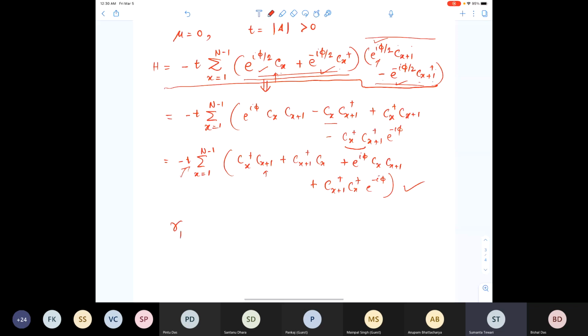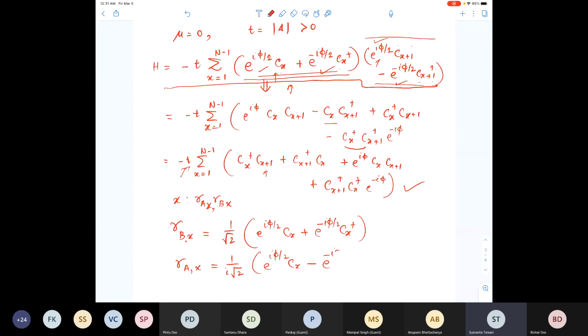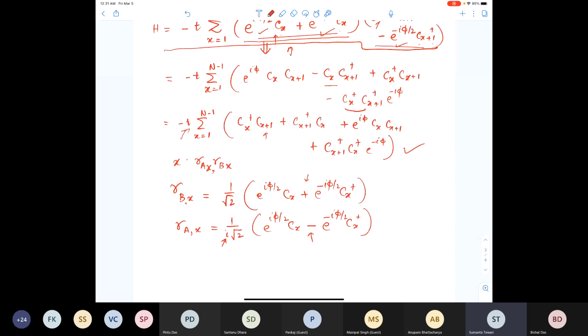So I can define, with each site x, two Majorana operators, gamma A x and gamma B x. I'm going to define gamma B x as 1 by root 2, exactly this one. So it's e to the power i phi by 2 c_x plus e to the power minus i phi by 2 c_x dagger. And gamma A x is 1 by i square root 2, and then e to the power i phi by 2 c_x minus e to the power minus i phi by 2 c_x dagger. So one of them comes with plus, the other one comes with minus. There's a factor of i in the denominator. That's the standard way we go back and forth between an ordinary fermion operator c_x, c_x dagger, and the corresponding Majorana operators.